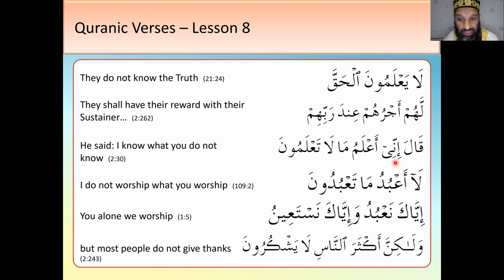Right. Inni, indeed I, a'lamu. So here we go, there's the alif here now. Yeah. A'lamu. What does a'lamu mean? We know what ta'lamu means. Ya'lamu means he knows. Alif, the first letter of the alphabet. I know. And this sort of looks like an I as well, yeah? So he said, indeed, I know. Ma, when you see it in this sort of formation, ma means what not. Ta'lamuna. What's ta'lamuna mean? The ta means second person. Alima means to know. Fantastic. You all know. He said, indeed, I know what you all do not know.